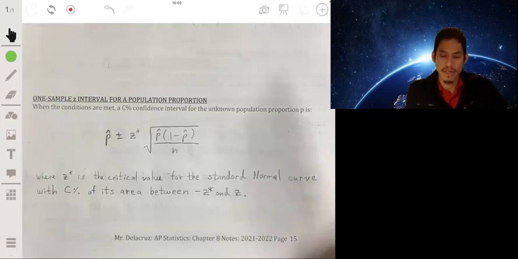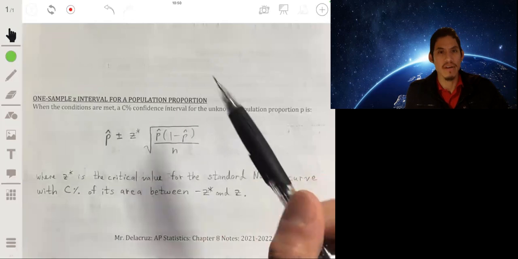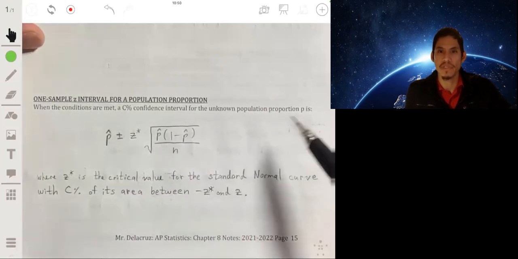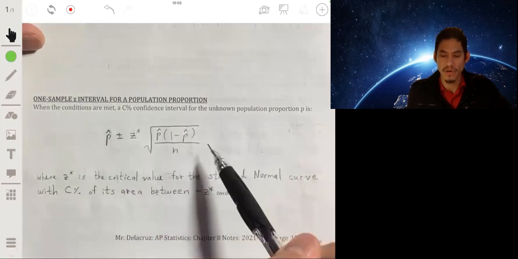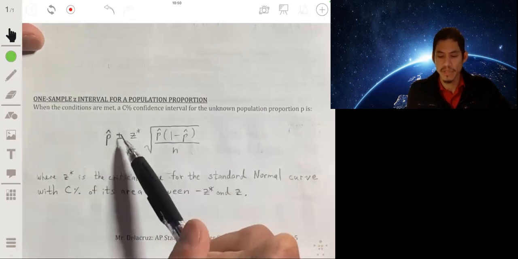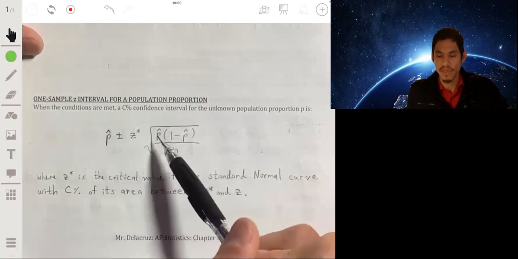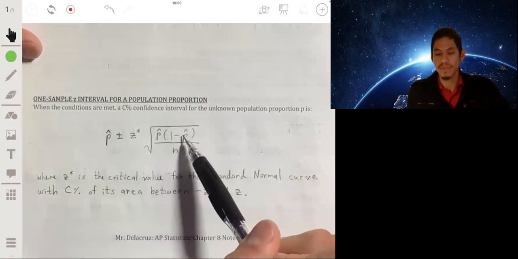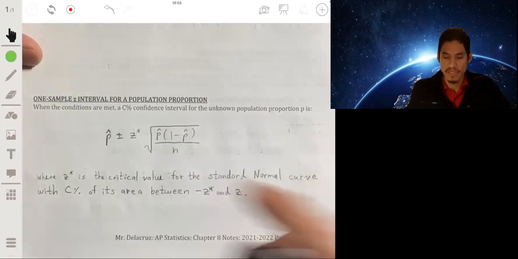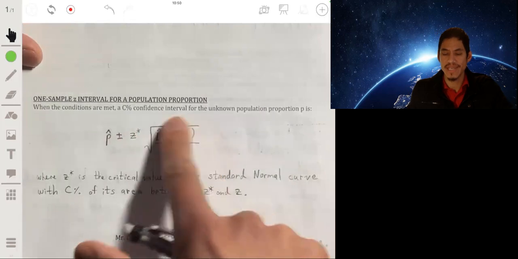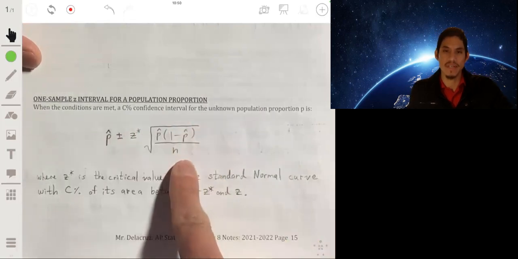Okay, so after our conditions have been met, we can now construct a confidence interval for our population proportion P using this form: P hat plus or minus Z star times the square root of P hat multiplied by 1 minus P hat over N. Remember, this is our point estimate, this is our critical value, and this is our standard deviation or statistic.